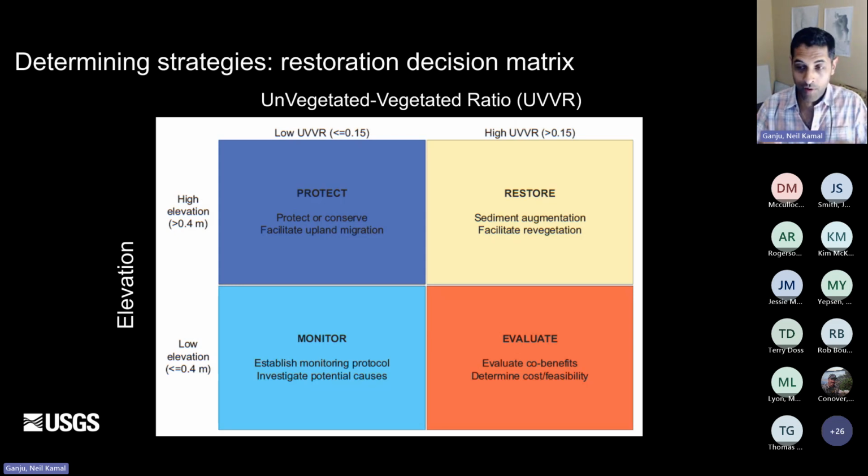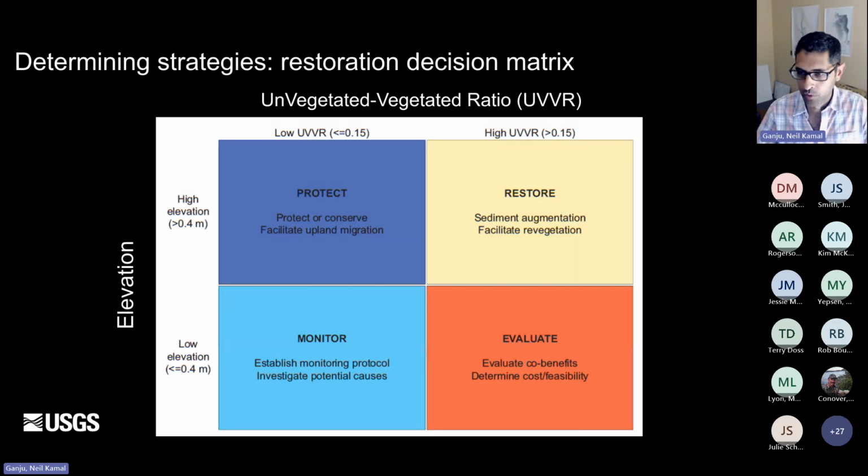So that's where you have to kind of evaluate. Now, on the top right, though, are examples of marshes that are high at elevation. So they have elevation capital, but they also have a high UVVR. So they have some open water conversion happening, but the marsh plain that's existing has high elevation capital. So those are good candidates for restoration because you've already got some capital in the marsh plain.